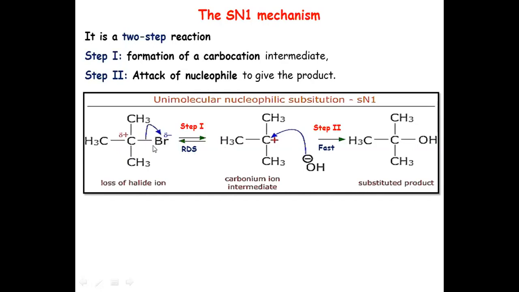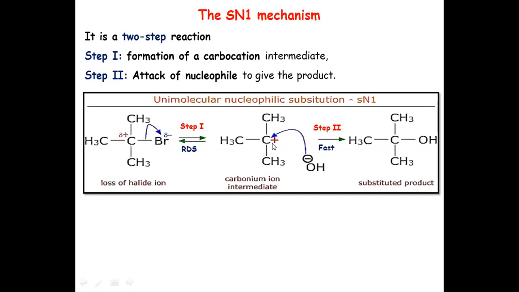First, since it is a two-step reaction, step 1 is formation of carbocation, where first the leaving group departs from the substrate. This particular reactant is called a substrate. So the loss of halide takes place. Over here, halide is bromide. After leaving bromide, what do you get? sp3 carbon becomes sp2 carbon. It is planar. The angle is 120.